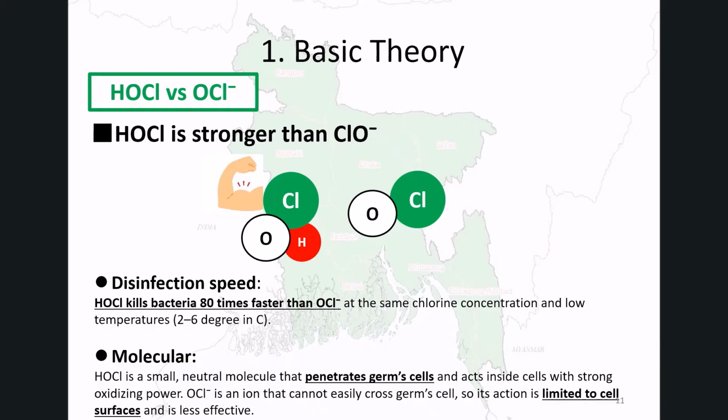The reason lies in molecular structure. HOCl is a small, neutral molecule that can easily penetrate the cell wall of germs and act inside the cell with strong oxidizing power. On the other hand, OCl⁻ is an ion. It cannot easily pass through the cell membrane and can only act on the surface of germs, making it much less effective. This explains why maintaining a pH that favors HOCl formation is critical for effective chlorination.